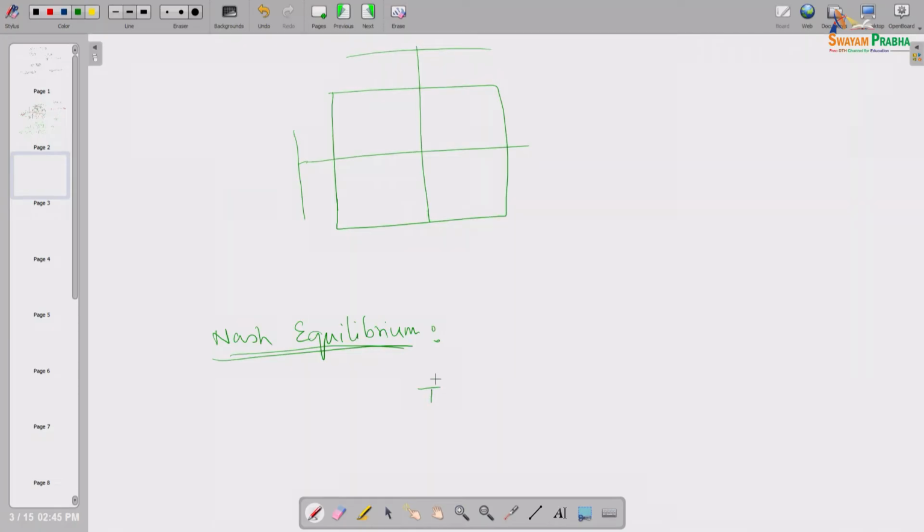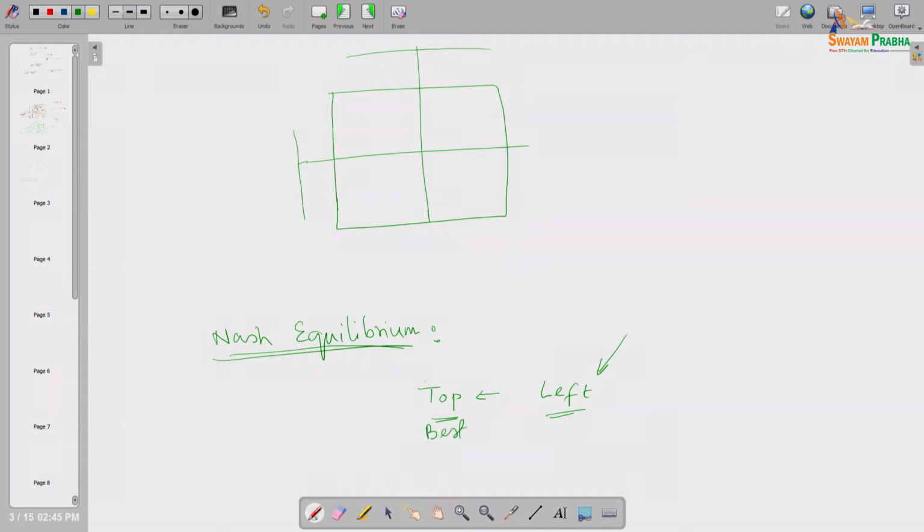Given the strategy of the other, what will be my best? Say suppose top and bottom, right. Suppose top is the best for me when I know that the column player is going to choose left. So, given left, top is the best for one person. Parallelly, if this person knows that top is the other person's decision, then if the other person is going to choose top, left will be best for that person.